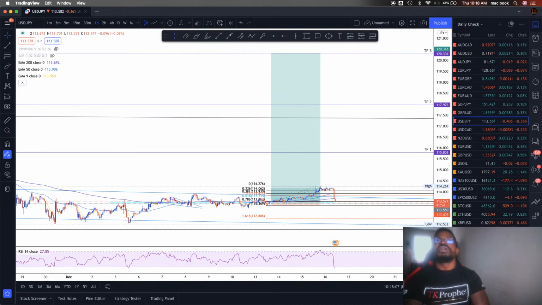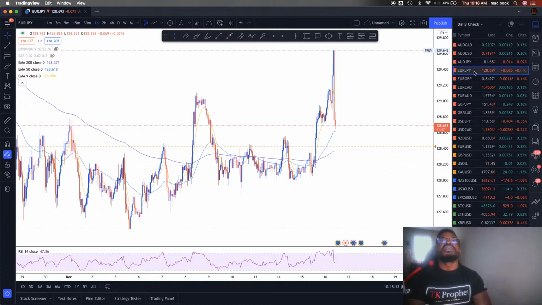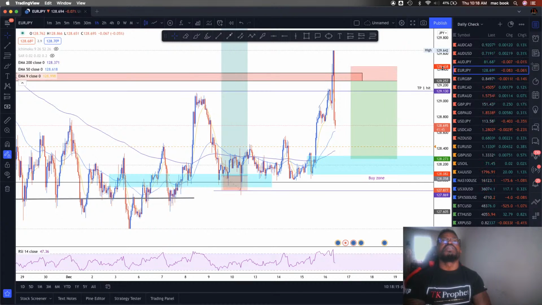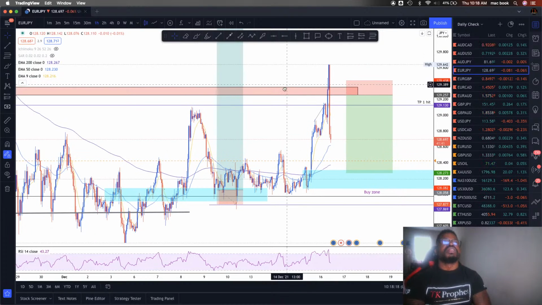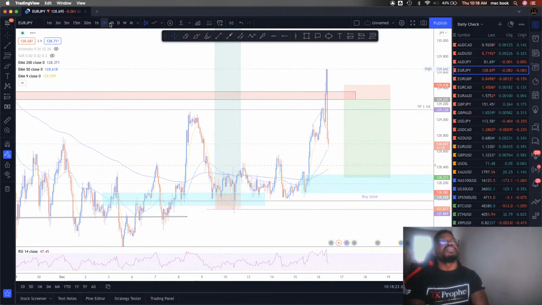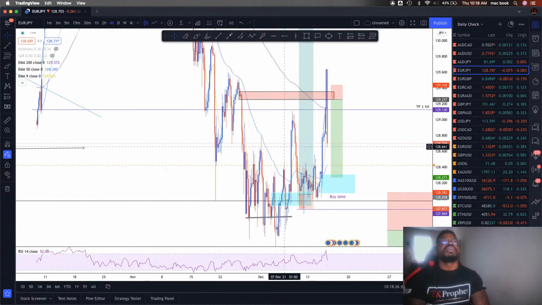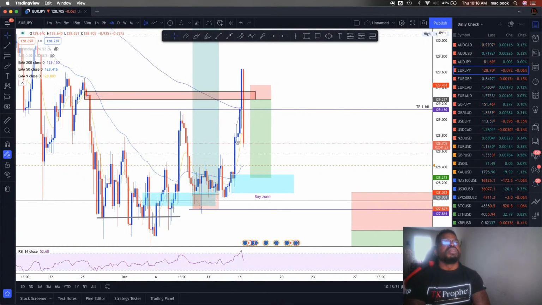Now we also looked at, what were we looking at? Euro pairs. Okay, cool. So we noticed that the TP1 got hit. Man, I missed that sale. I wanted to get in that sale. Man, that's perfect.